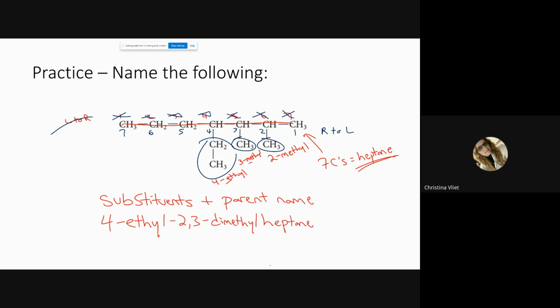So it looks pretty crazy. Notice between numbers and letters you put dashes. That's something that you should make a note of. Between numbers and letters in this naming strategy, put dashes. That is the official strategy from the International Union of Pure and Applied Chemistry. And it's all one name. There are no spaces. You wouldn't be taking a typed test, but it's all one word: 4-ethyl-2,3-dimethylheptane, all one word.